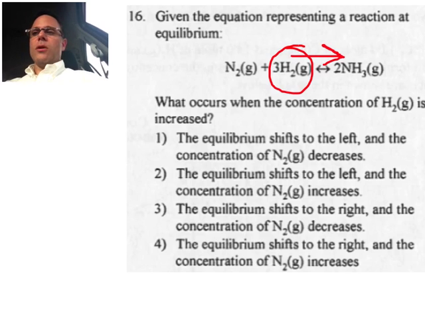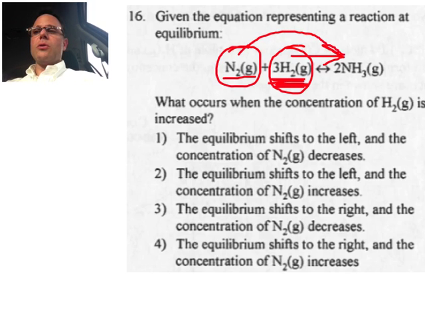In doing so, because we added more hydrogen gas, there is now more hydrogen gas to react with the amount of nitrogen that has been the same. So as we shift to the right, it's going to drag more nitrogen with it to help produce more ammonia.